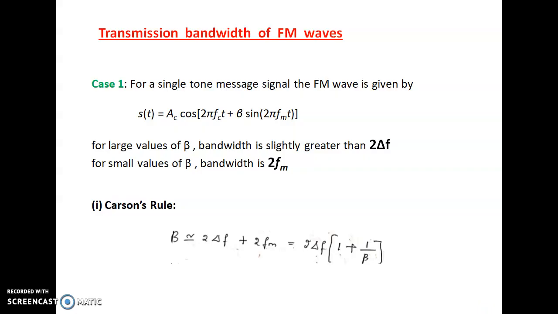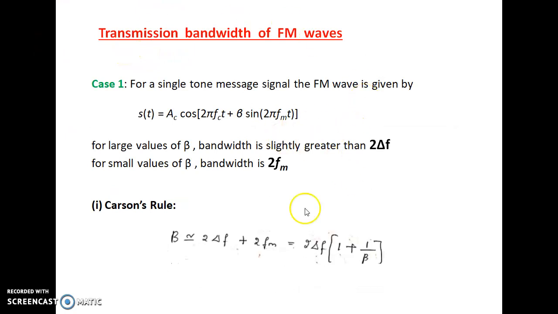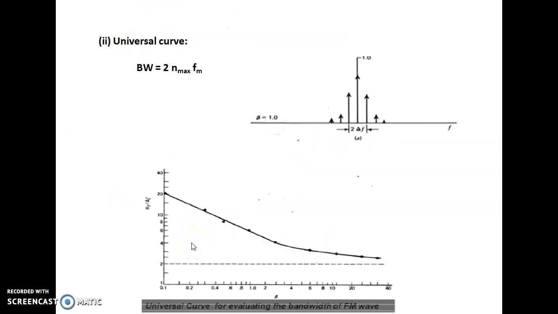So this is about Carson's rule. Under case 1, that is for a single tone message signal, there are two different ways of finding the transmission bandwidth. The first one is using Carson's rule. The second one is using the universal curve. Now, I hope you have understood Carson's rule. The second one is the universal curve.